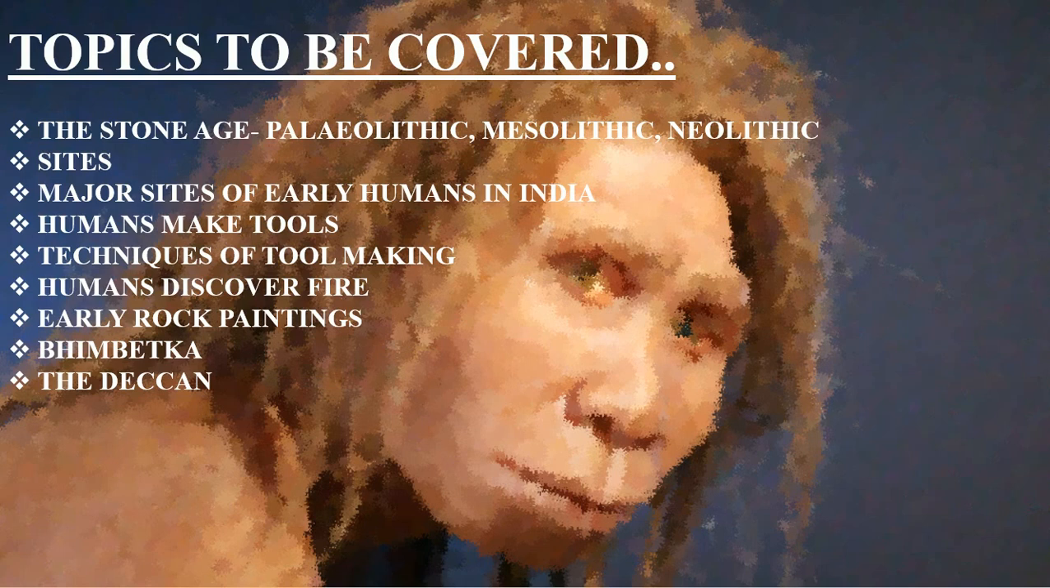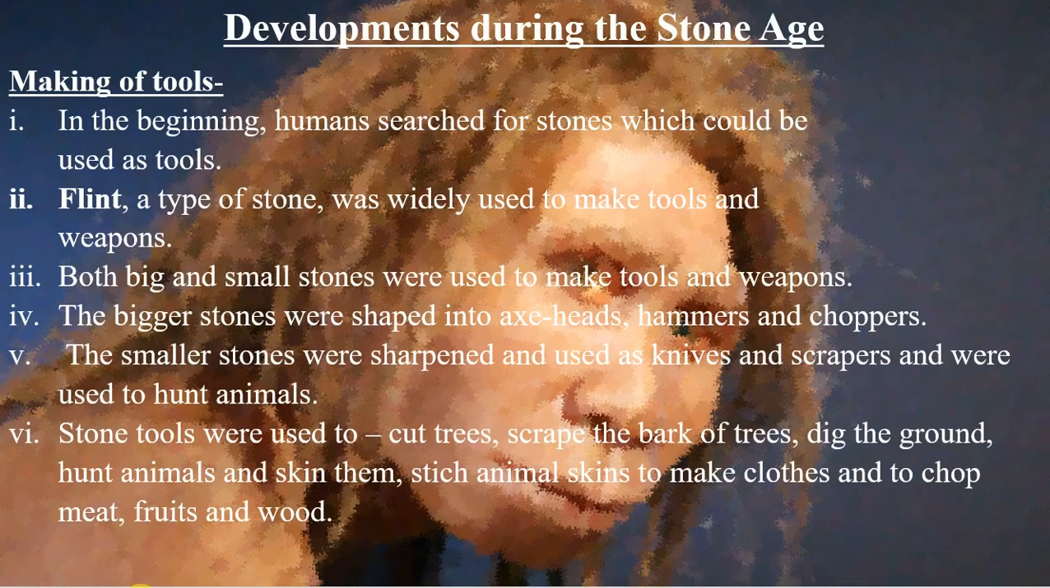So let us move to the topic. We'll be reading about developments during the Stone Age. The very first thing that happened, as we have already discussed, is that they used stone tools, and the period when stone tools were used is known as the Stone Age. That is why they used tools. And how did they actually make tools? We'll be discussing this also.